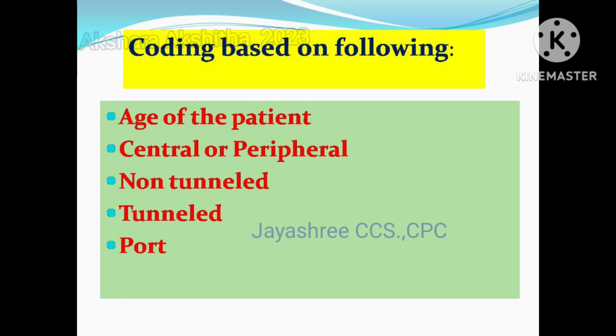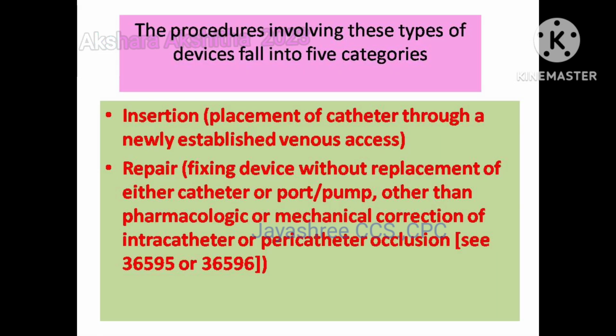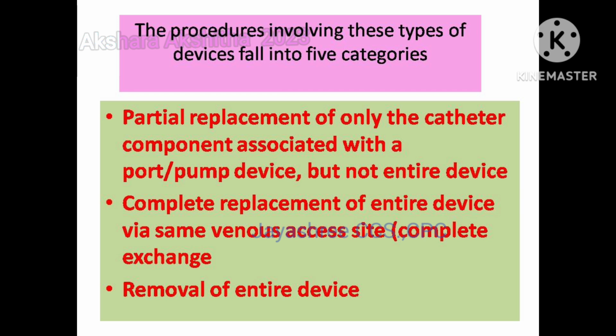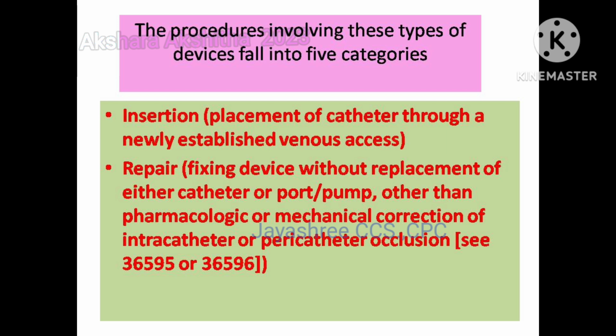Then the next point is for what purpose the patient is coming, either insertion or removal or replacement or repair of the catheter. So these things we should know. Based on these four main categories they have categorized the CPT codes differently. So first check from our questions for what purpose the patient came to the hospital. Then only we have to check whether it is central, peripheral, tunnel, non-tunnel, age of the patient, with port or pump.